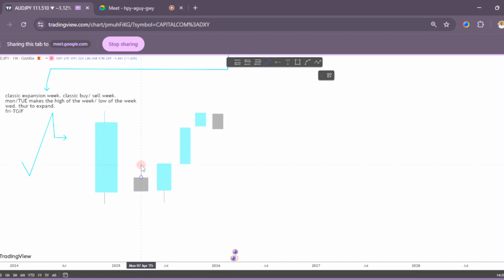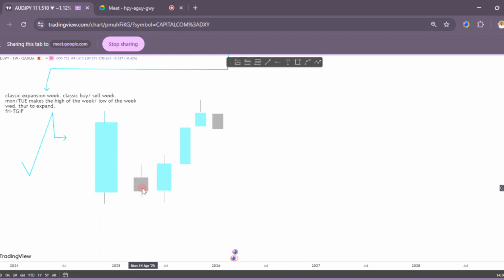So this is how a classic expansion week looks like. Of course, now each candlestick has a week, so there is no need of placing everything here. So this is on Monday, on Tuesday. Monday or Tuesday forms the low of the week if it's a buy. If it's a sell, it is the opposite of this.